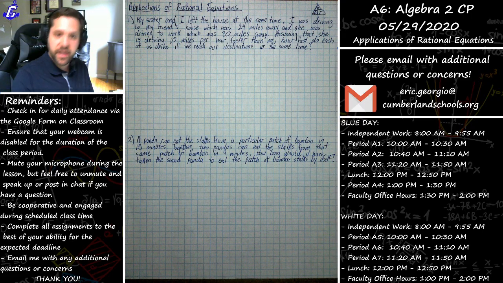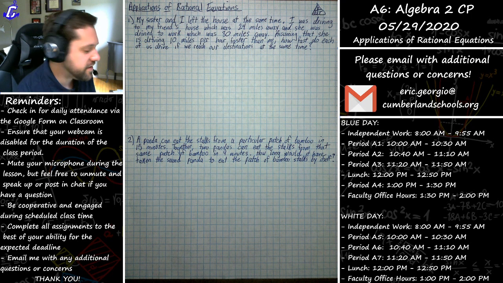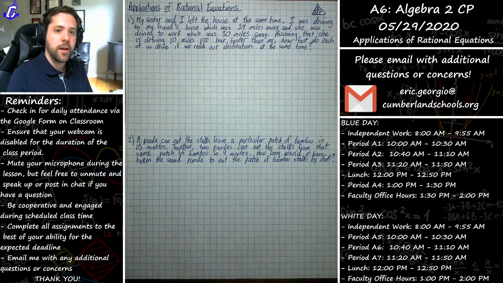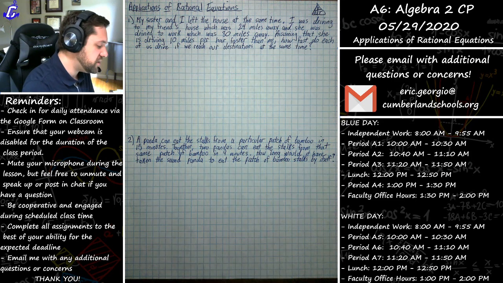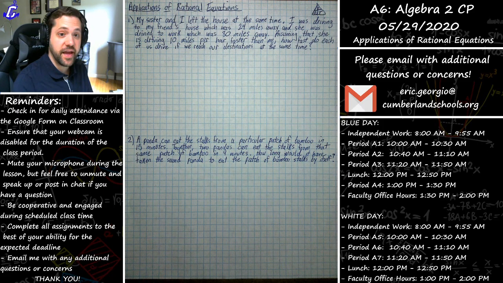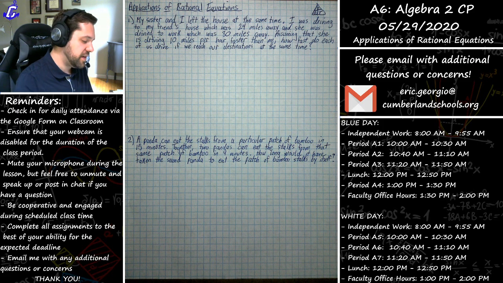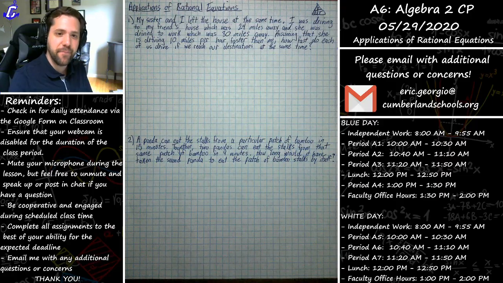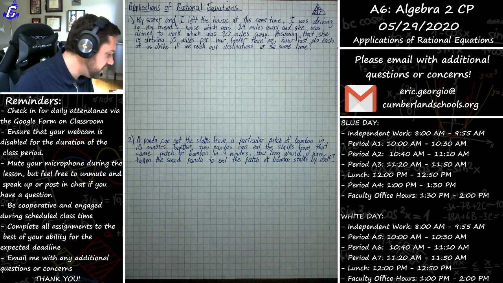The second problem is a work done problem, because it's two or more people, things, or machines, in this case animals, working together to accomplish a goal. In this case, two pandas are eating from a particular patch of bamboo. I couldn't think of a more satisfying goal than eating.